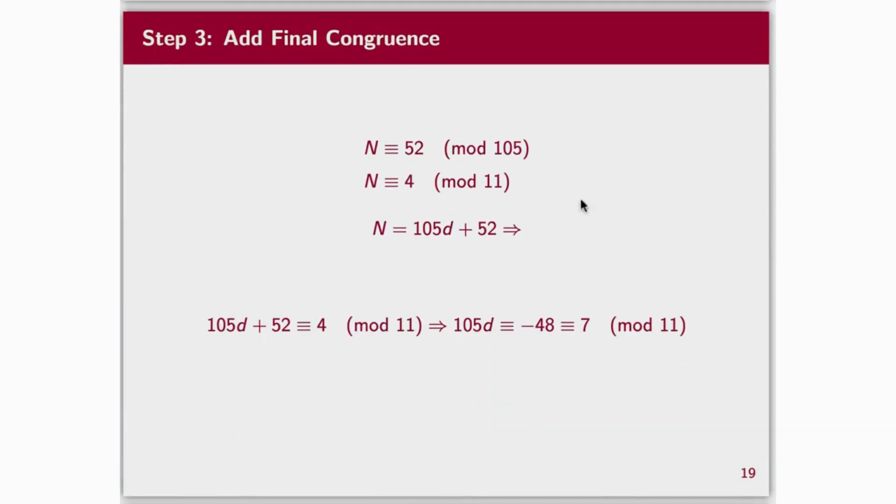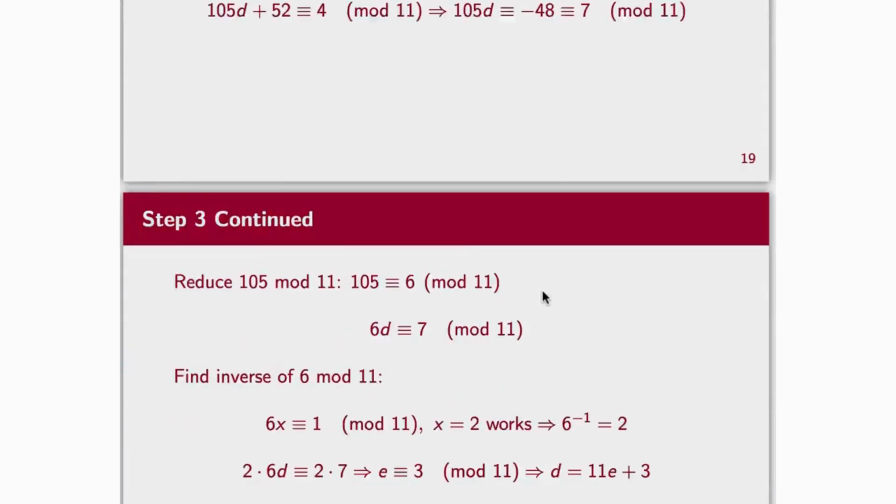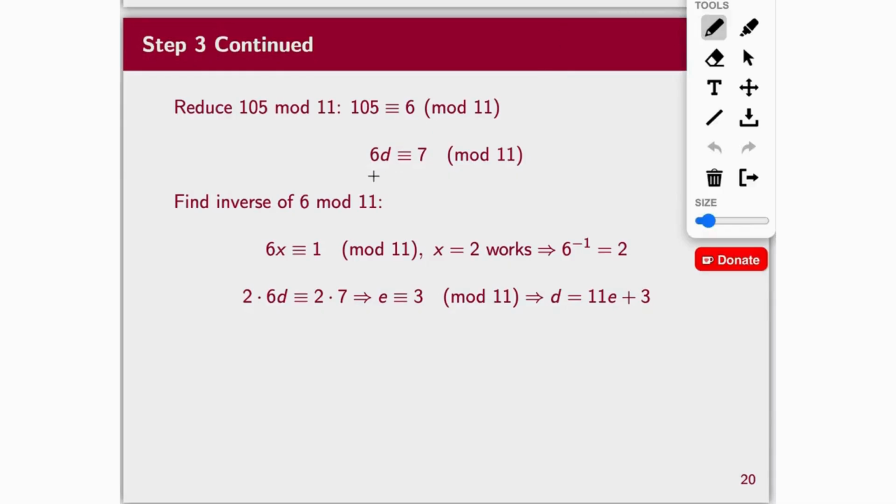Great, now the final congruence. So we would take our 105d plus 52 and put them against each other. So, subtract 52, which would get us 105d is congruent to negative 48 mod 11, and negative 48 mod 11 is just 7. So 105d is congruent to 7 mod 11. What now? Well, we would reduce the 105 mod 11, which would get us 6. Get it? Because mod, division, it's starting to add up. So 6d is congruent to 7 mod 11.